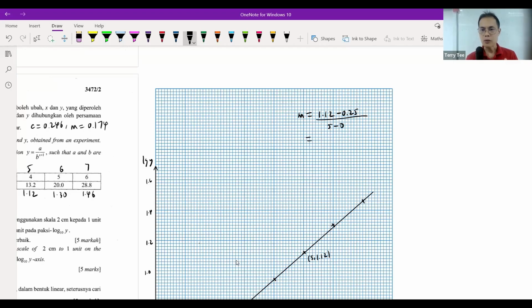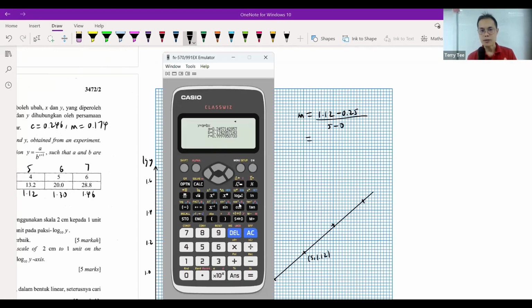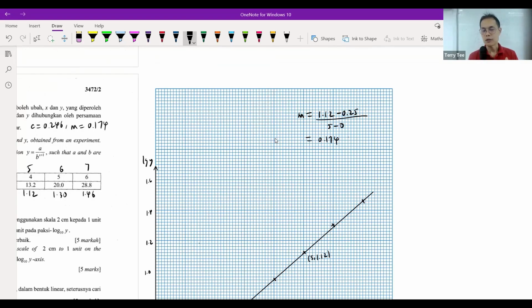Now let's see whether the answer matches the value we got from the calculator, which is 0.174. Okay, go back to menu. 1.12 minus 0.25 divided by 5. I've got 0.174. Yeah, bingo. Nice value. It is the same as what we got from our calculator earlier.